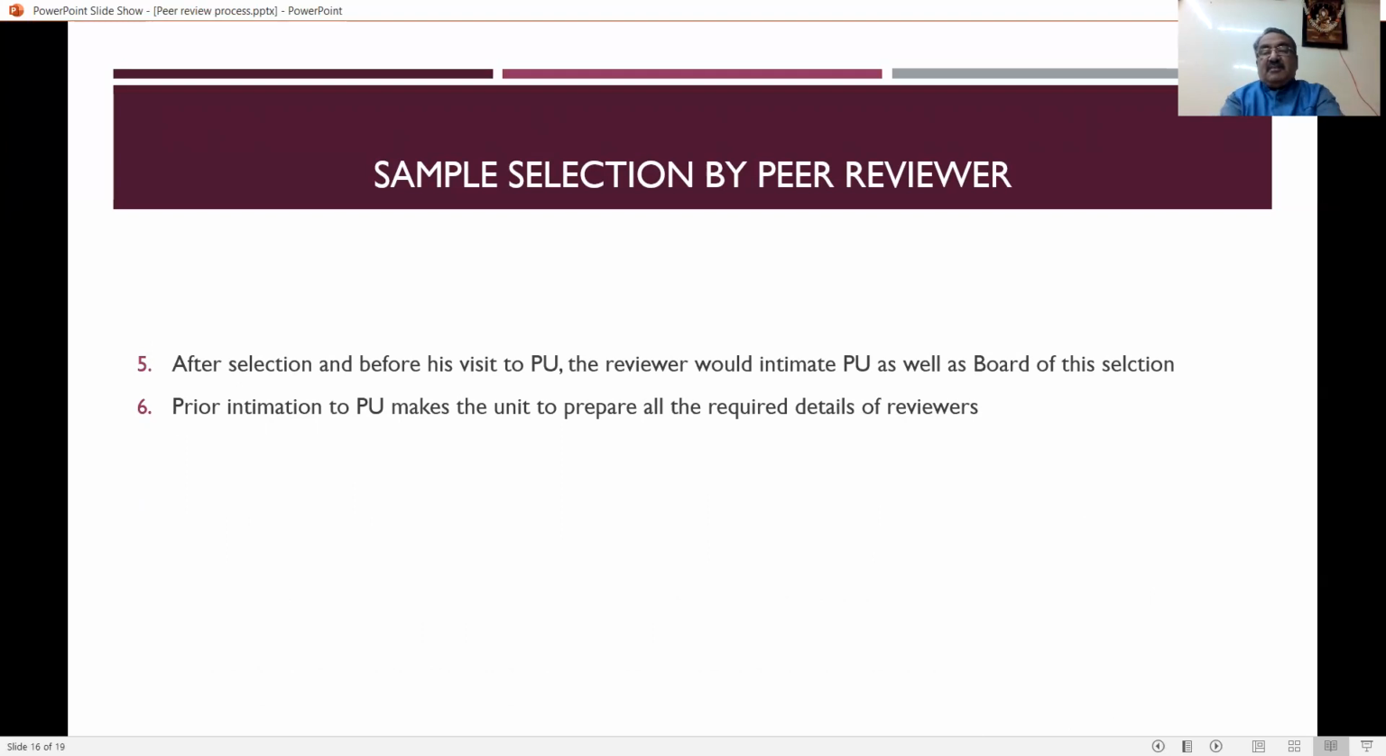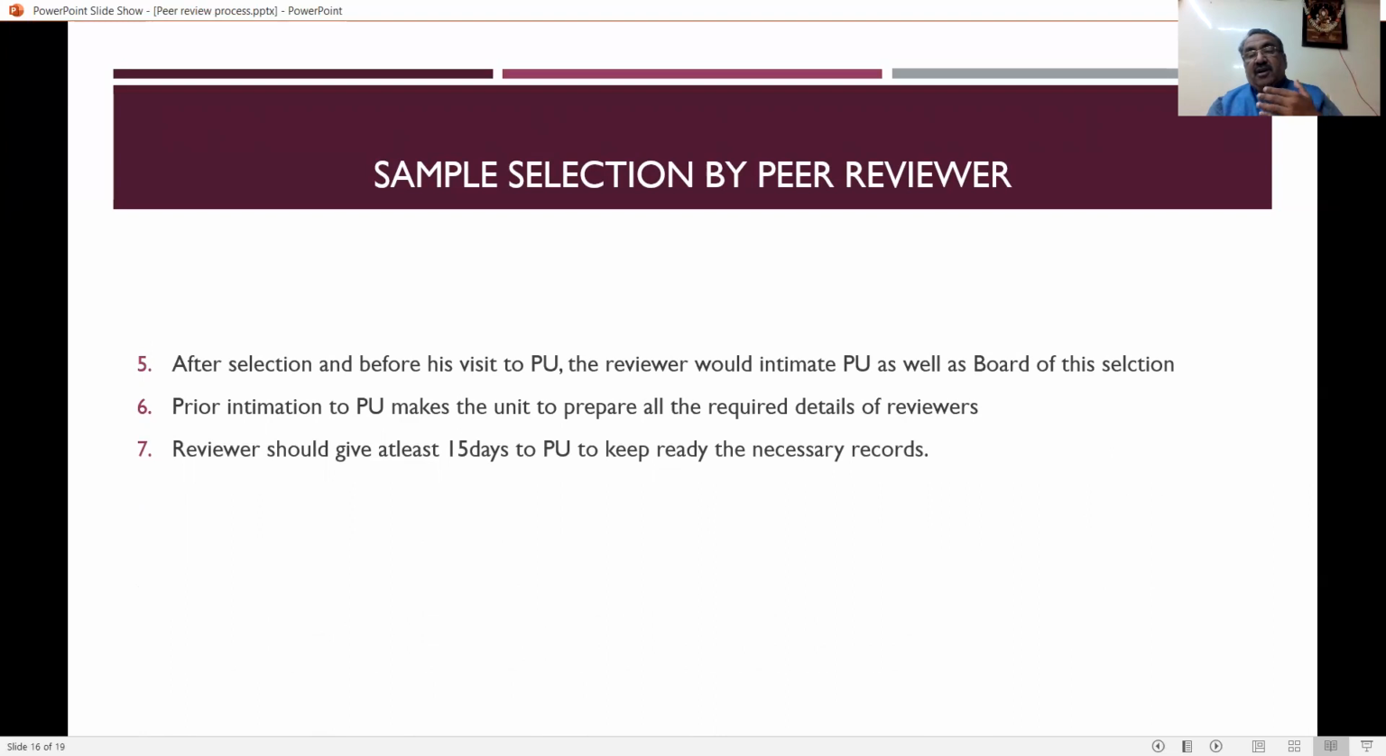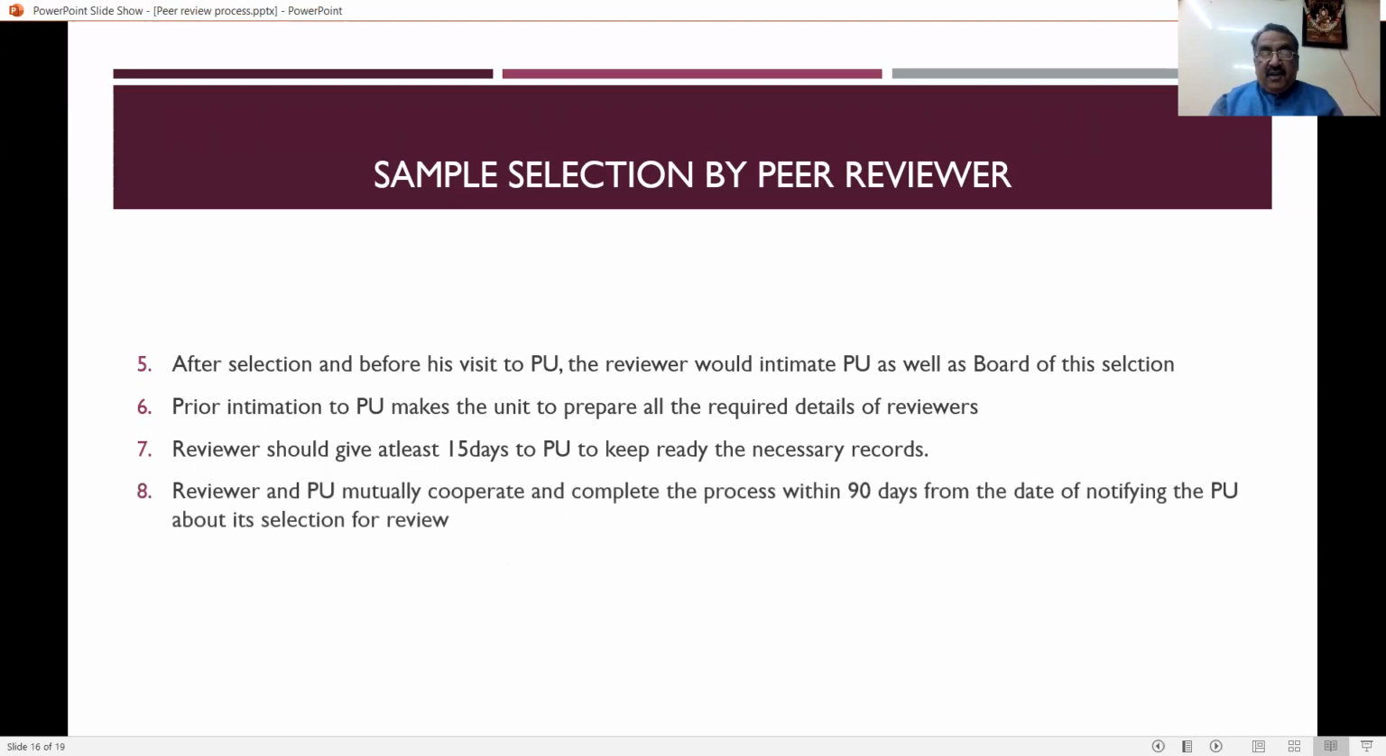So suppose you have selected some X unit, then all the details of X unit have to be submitted by the practice unit to the peer reviewer. So the time must be given. They say that at least 15 days must be given by the peer reviewer to the practice unit to prepare the records. And the reviewer and practice unit must mutually cooperate.